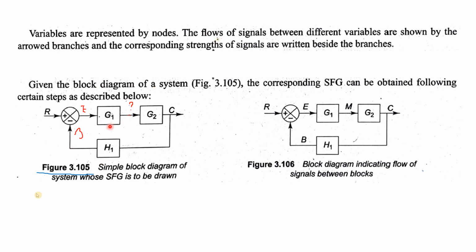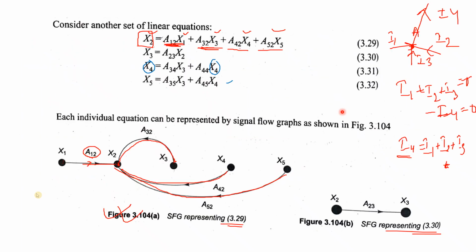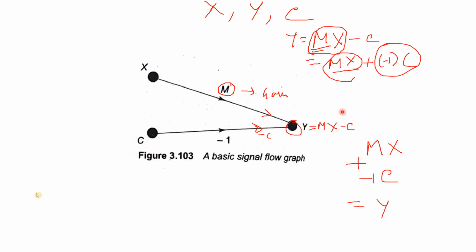This is step number 1. Whenever you have a closed loop block diagram and you want to convert it into a signal flow graph, SFG, you will name the signals first. This is step number 1. Step number 2, the signals which you have considered, you will take them as nodes.